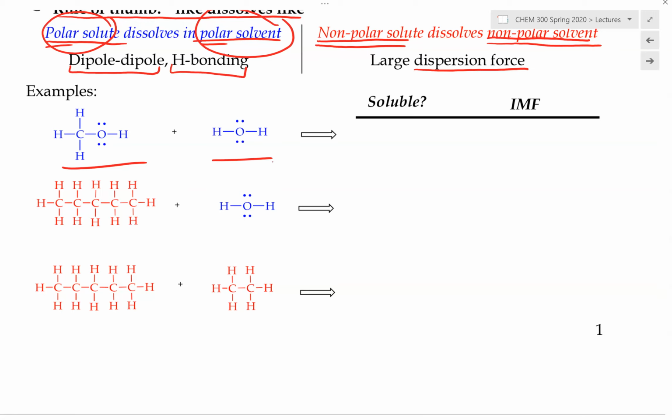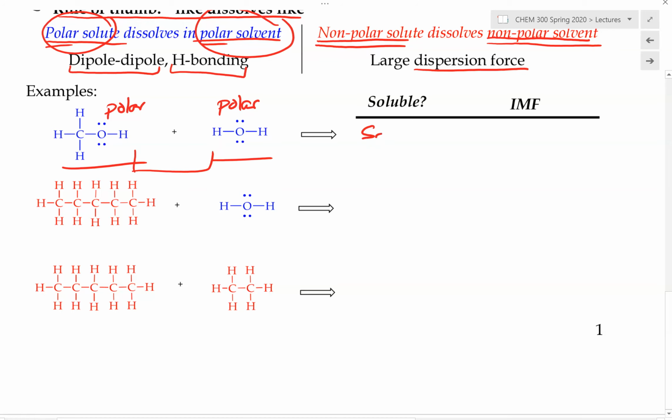Or are they soluble? To figure this one out, we can see that this molecule right here is a polar molecule, and it is called methanol. And this is water, which is polar as well. So now we have two substances and they are both polar. So we know that they will be able to make the dipole-dipole IMF with each other, and in this case, hydrogen bonding as well.